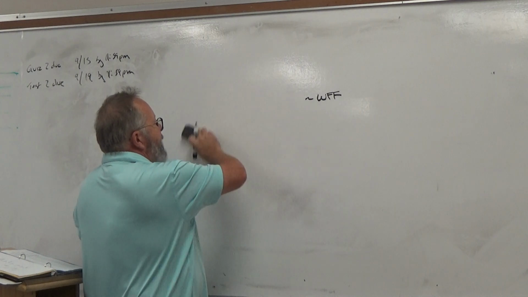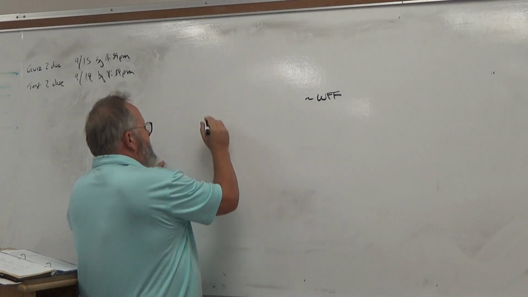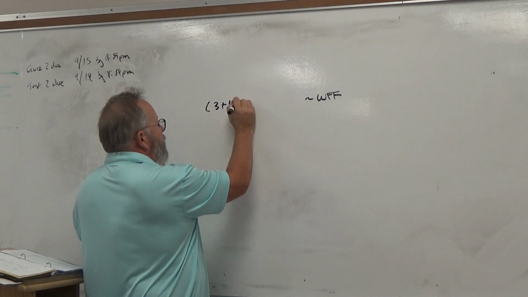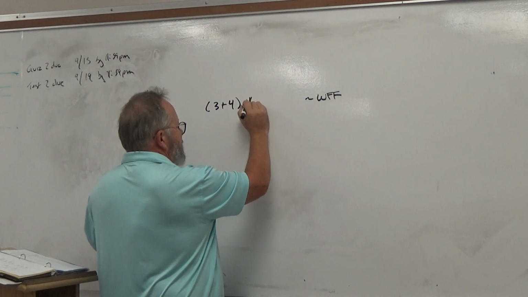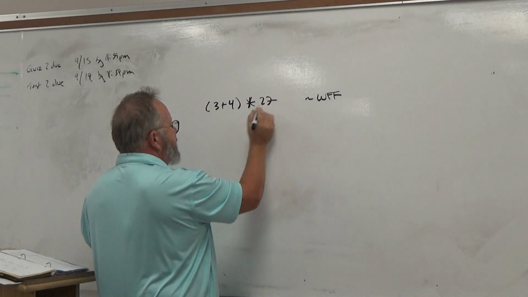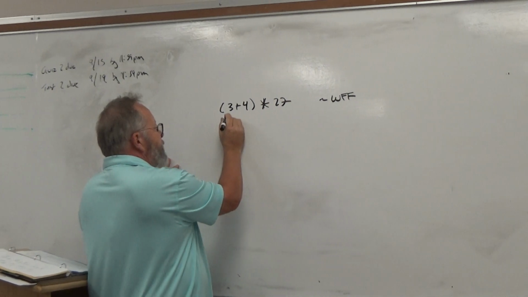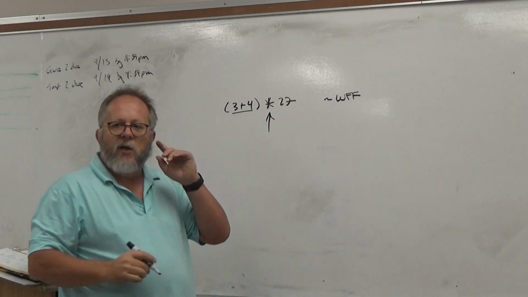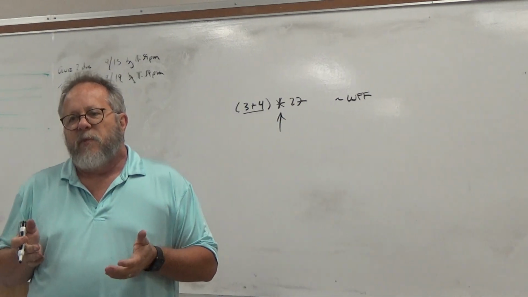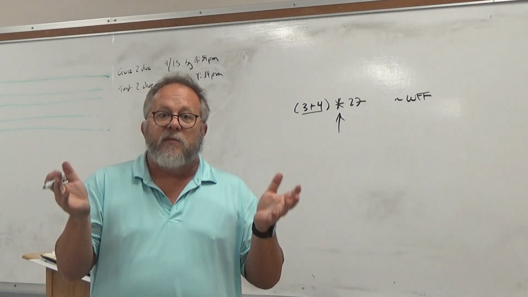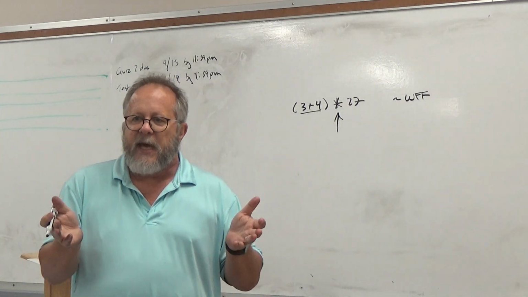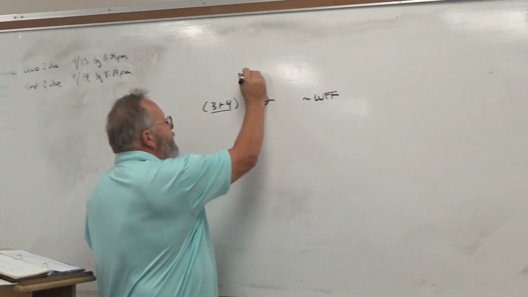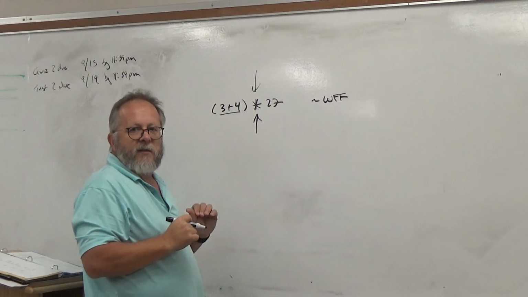Okay. In mathematics, if we had 3 plus 4 times 27, we would do this first and then we would do the multiplication last, okay? So since we do the multiplication last, we would say that this is a multiplication. Does everybody understand that? And the main mathematical operator would be the very last one that you did.